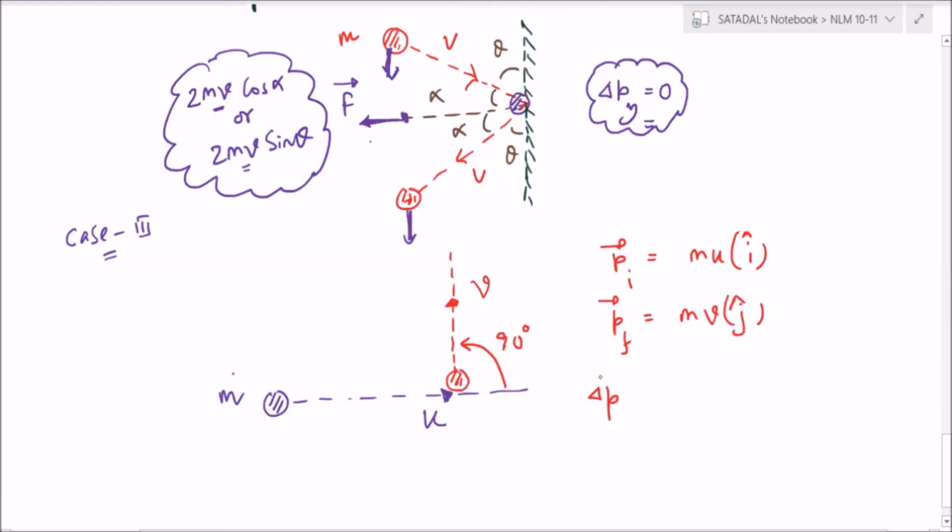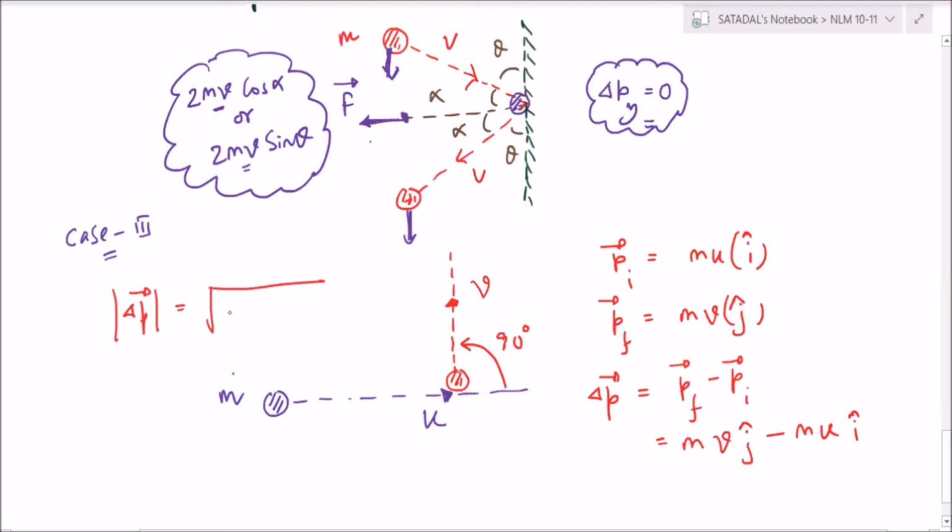So change in momentum, delta p vector, is equal to p final minus p initial, which is mv j cap minus mu i cap. If you want to calculate the resultant, it will be root of mv square plus mu square, because they are perpendicular to each other. So ultimately, delta p mod will come to be m root of v square plus u square.